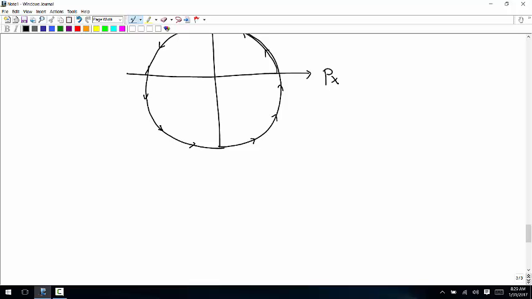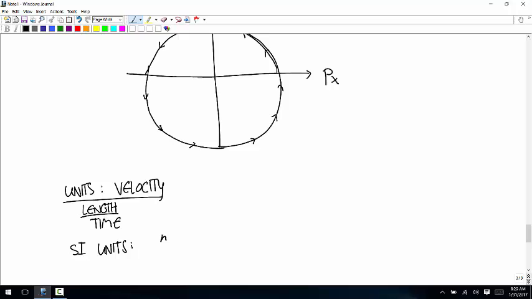Then the next thing we have to talk about is the acceleration vector. The units, in 2 dimensions, are all the same as they were along a line. The units for velocity are length over time, and the SI units are meters per second, just like in 1D.